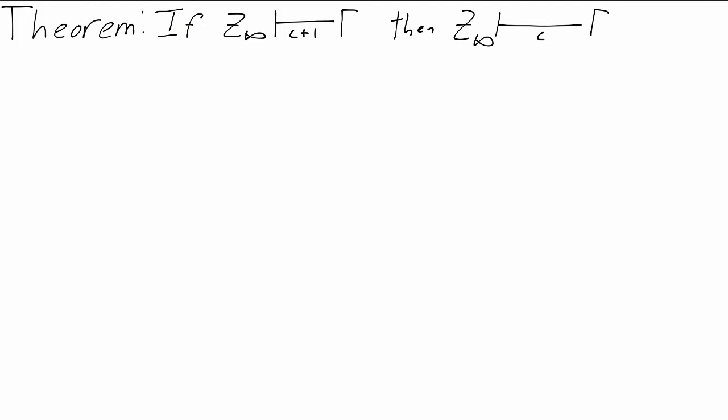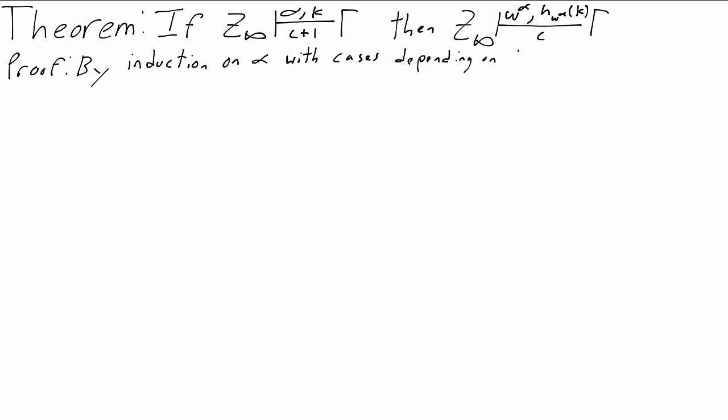This process will cost us a lot of height. If the original deduction had bounds α, k, the new one has bounds ω^α, h_{ω^α}(k). The proof, of course, is by induction on α, with cases depending on the last step of the deduction. The main case, naturally, is a cut of rank c.